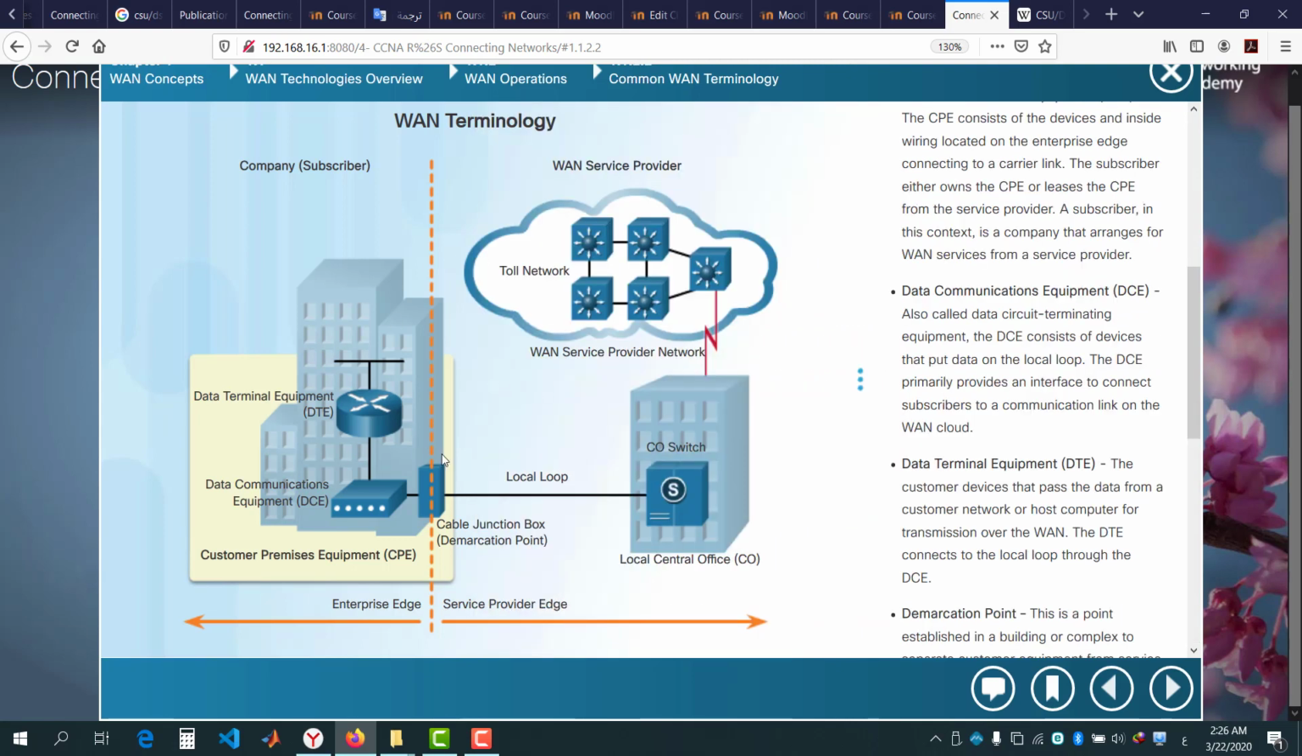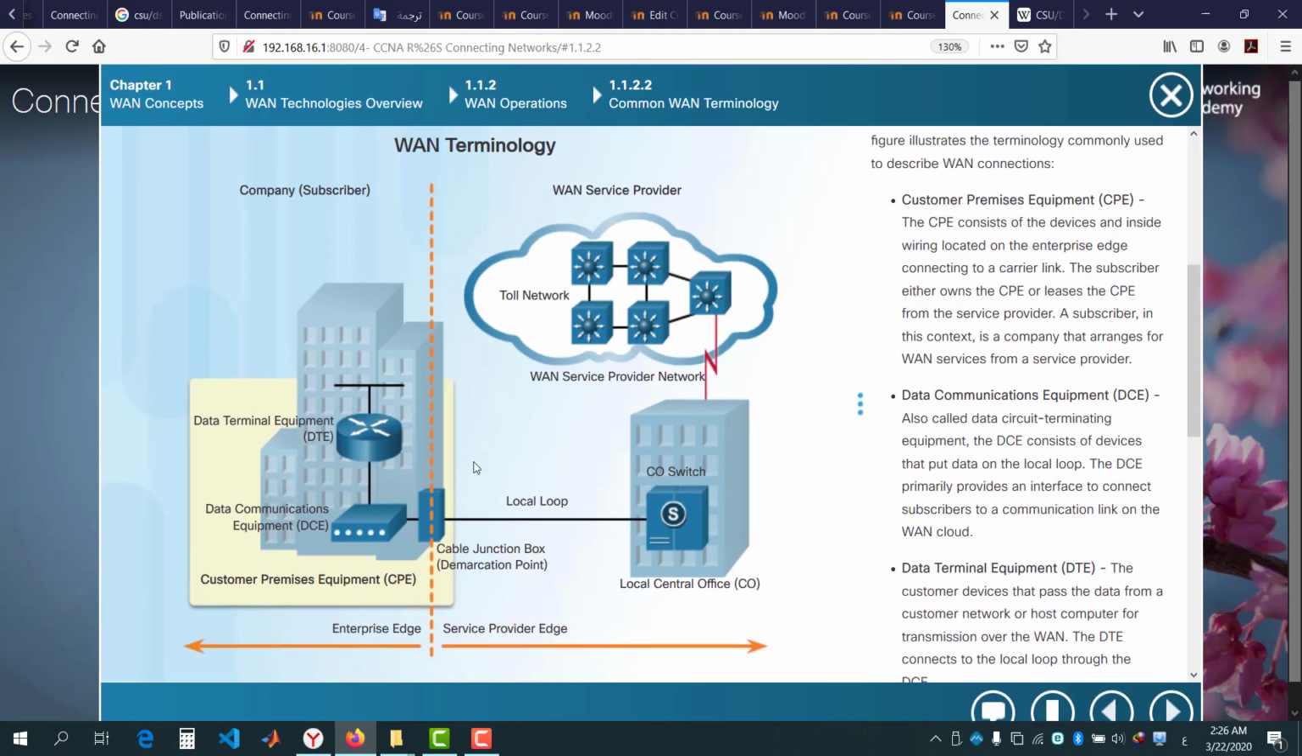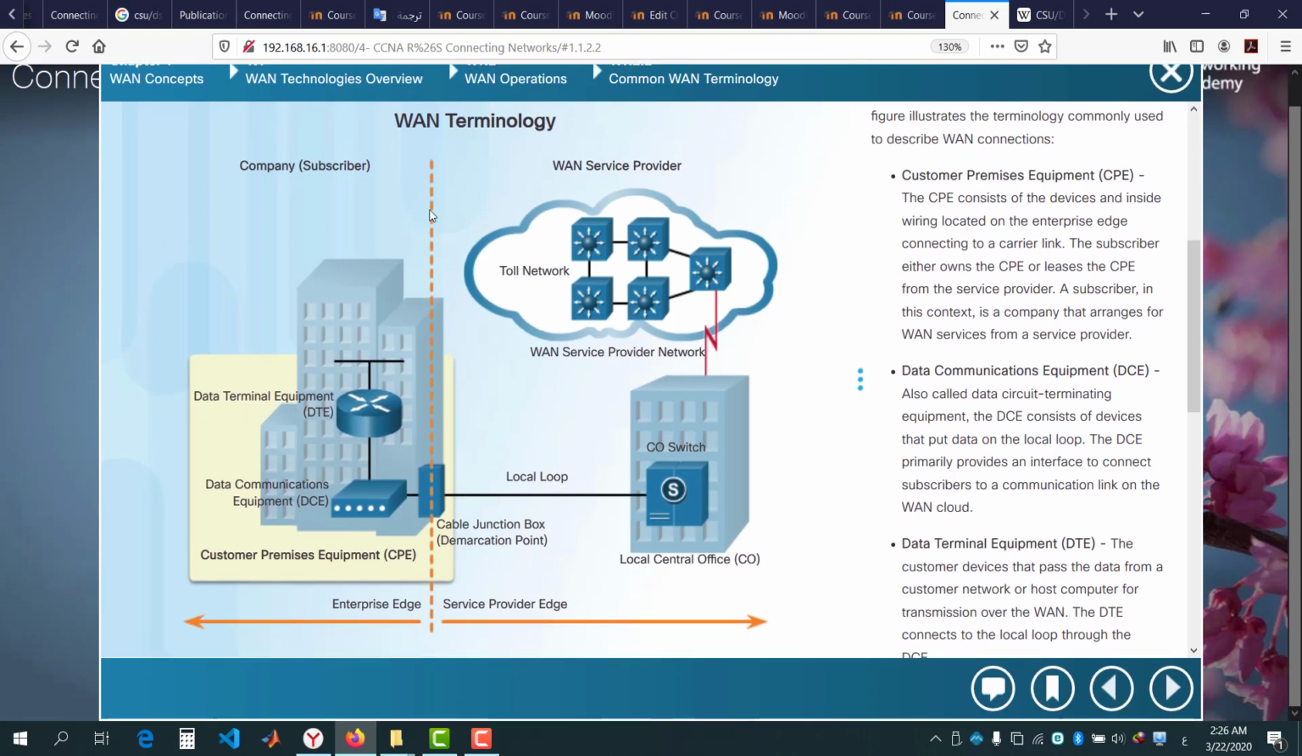Firstly, I'll illustrate on the diagram and then discuss each topic in detail. As you can see in that graph, it is divided into two parts. The left hand side is called the enterprise edge, and the right hand side is titled the service provider edge, where we focus on the WAN provider.